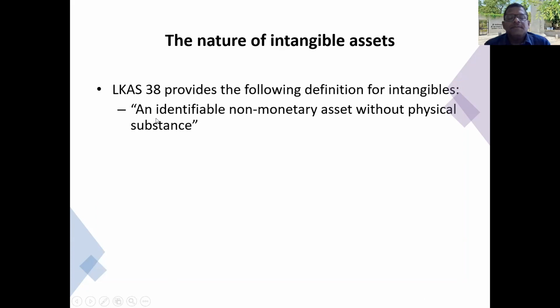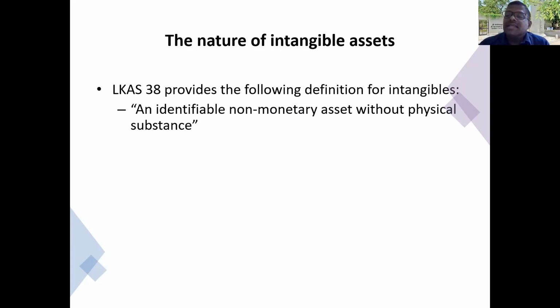It's basically an identifiable non-monetary asset without physical substance. What is important is when you say intangible, you can't touch it. So thereby there is no physical substance. You can't see it. You can't touch it. The opposite of tangible is intangible.